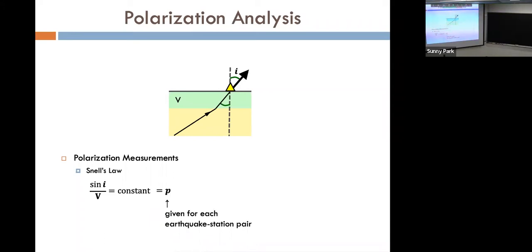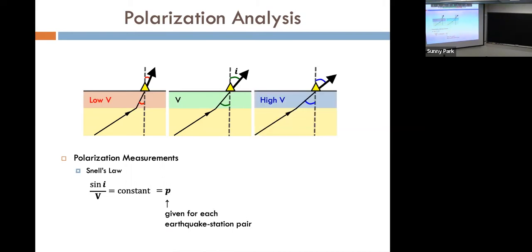So now if we had lower velocity at the near surface, in general, we would expect smaller angle to keep that value constant. If you had higher velocity, then you would expect larger angle like that. So that's sort of the intuition of maybe we can use this angle information to actually study the near surface structure.